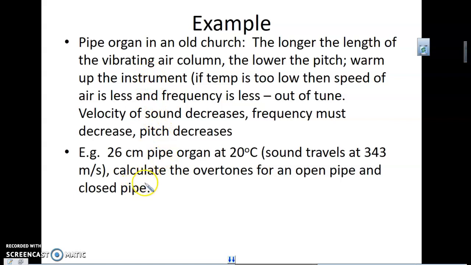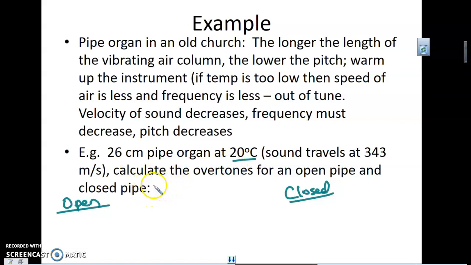All right, so there is a difference if you have an open on both sides or a closed on one end. And so if we can do both of those, I'll do those pretty quickly. If we have an open versus if we have closed, okay, and we have a 26 centimeter pipe organ, it's 20 degrees Celsius, and sound will travel at 343 meters per second at 20 degrees Celsius. And so you always need to warm up an organ because otherwise it'll be off pitch.